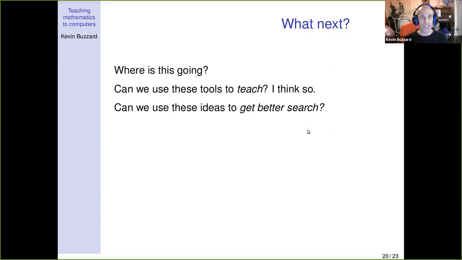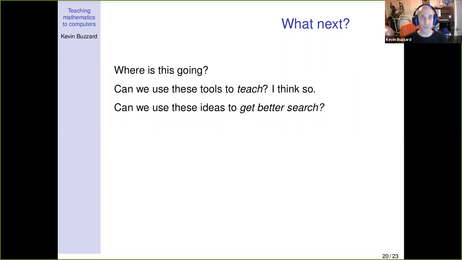And can we use these ideas to get better search? If we don't teach it the proofs, but if we teach one of these systems a lot of mathematical statements, can we teach it lots and lots of statements? And then can we get the computer to start putting statements together? You ask it, is this known? Well, yeah, it follows simply from these two difficult theorems.